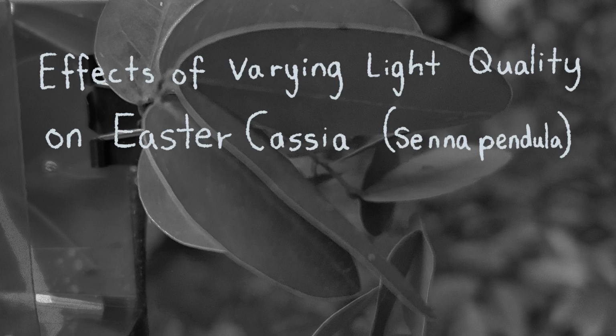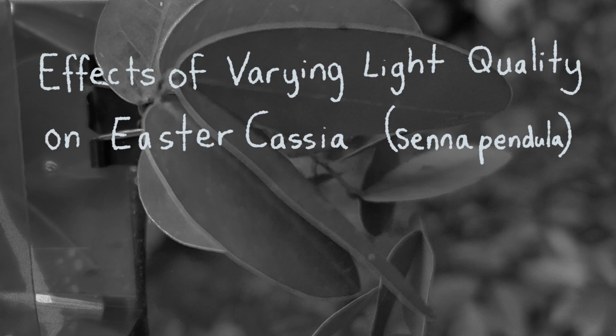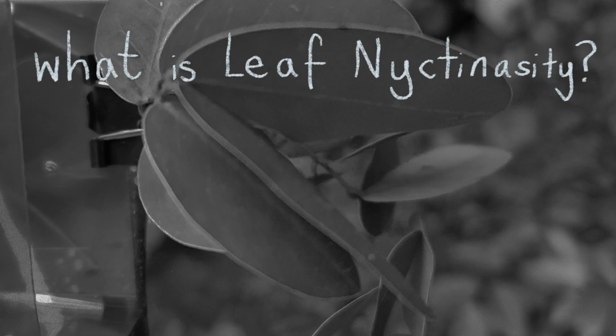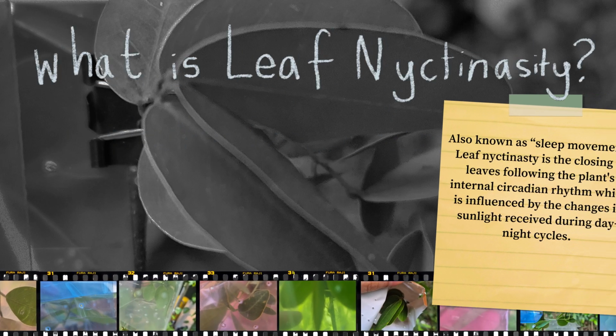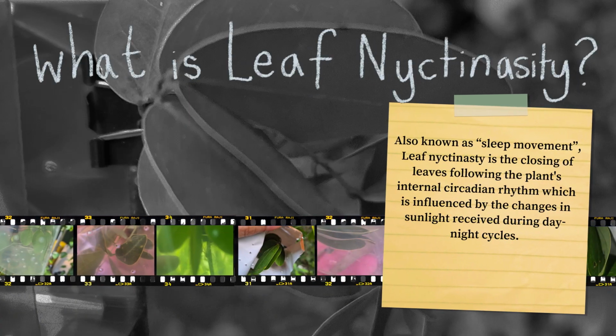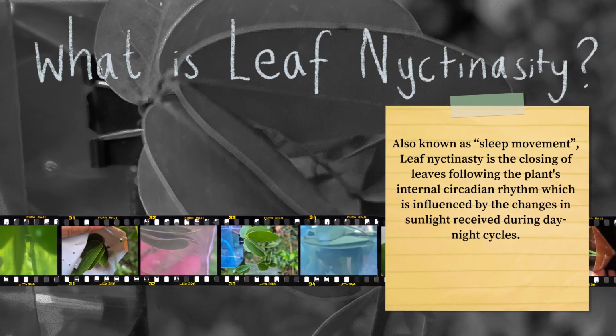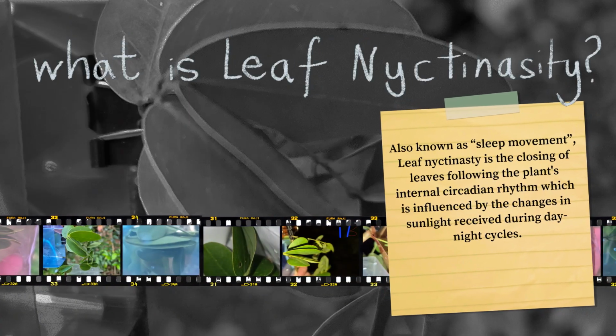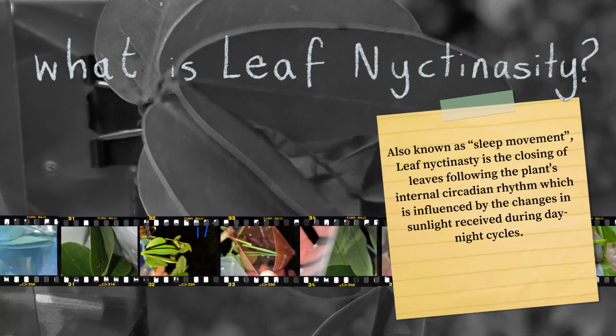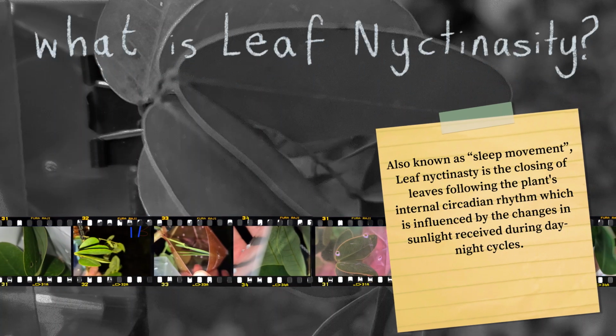Hi, my name is Joan, and this is my project on the effects of varying light quality on leaf nyctinasty on East Acacia. So what is leaf nyctinasty? Also known as sleep movement, leaf nyctinasty is the closing of leaves following the plant's internal circadian rhythm, which is influenced by the changes in sunlight received during day-to-night cycles.